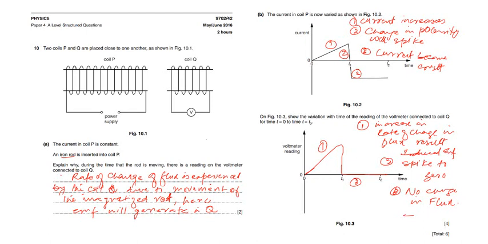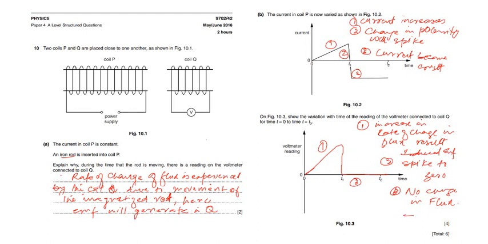So if there is a change, there is a reading on the voltmeter, right? Explain why during the time that the rod is moving, there is a reading on the voltmeter connected to coil Q. So the rate of change of flux is experienced by the coil Q due to the movement of the magnetized rod. Hence, the EMF will be generated in the coil Q, which is noted by this voltmeter.